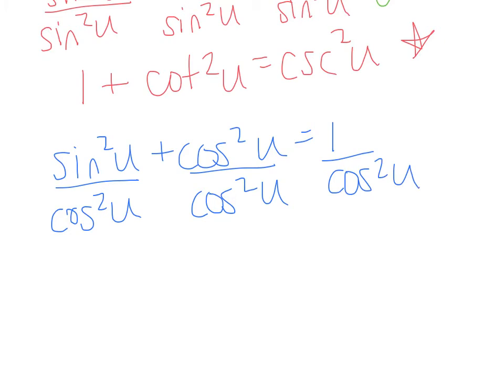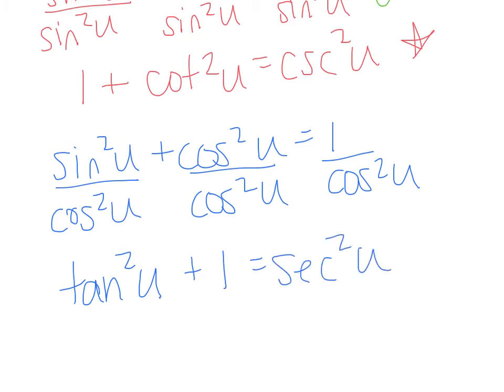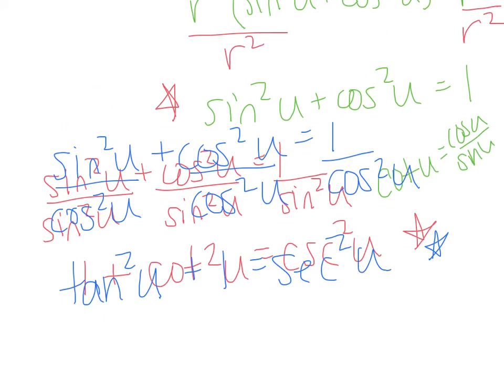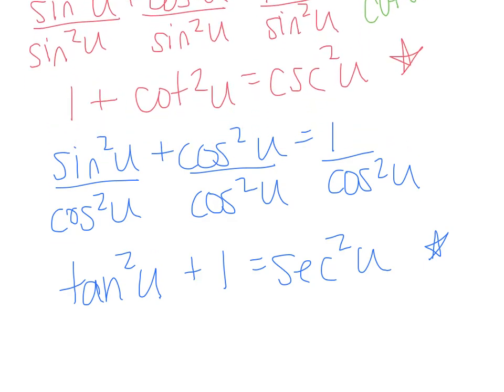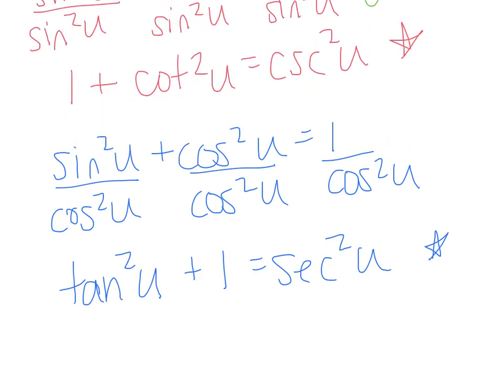Now I have sine over cosine is tangent, so sine squared over cosine squared is going to be tangent squared u plus 1 equals secant squared u. And there's your third one. So this is how we come up with everything that was at the top of this page that I can't get to anymore.